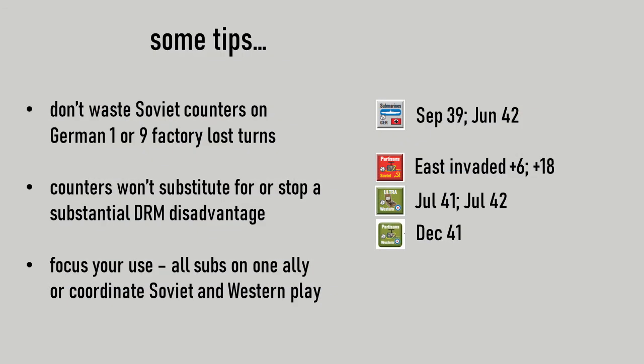So, here are some general tips. Don't waste Soviet counters on German 1 or 9 factory lost turns. Remember, the Soviets run their strategic warfare first, and as we've seen, when you're at 1 or 9 German factory lost markers, it's the Allies that matter. Counters won't substitute for or stop a substantial dice roll modifier advantage. They are not enough on their own to turn around having a 3-point disadvantage on the dice rolls.